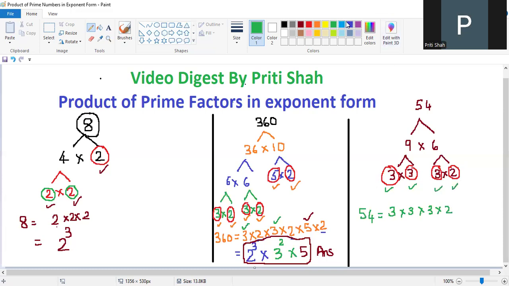And now start grouping. We have got 2 only 1 time. So 2 times 3 is repeated 3 times. So 3 is repeated 3 times. The order in which you write 2 times 3 raised to 3 or 3 raised to 3 times 2 doesn't make any difference, but it is better that I write it in ascending order, sorry.